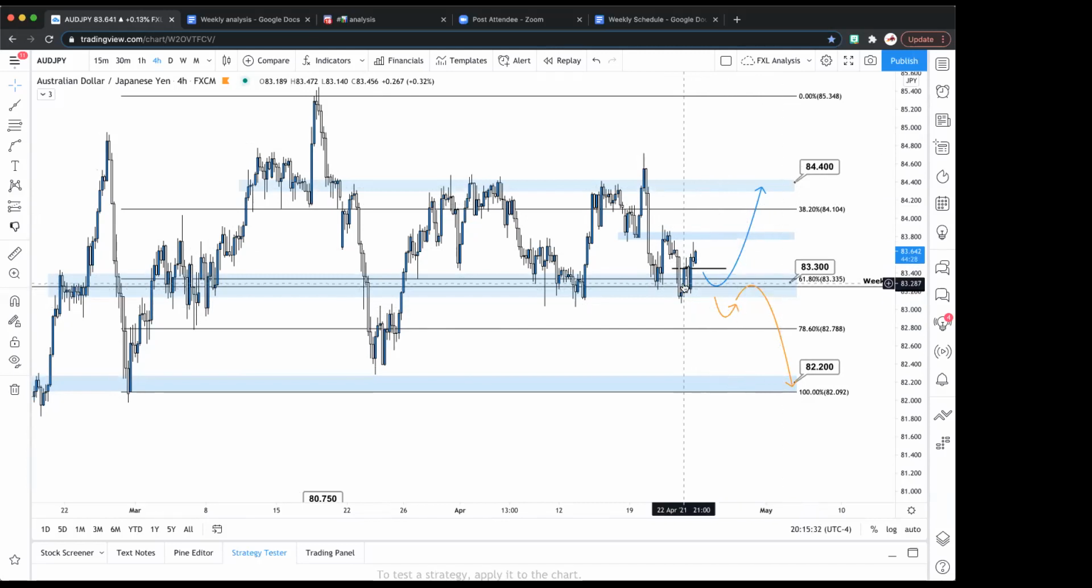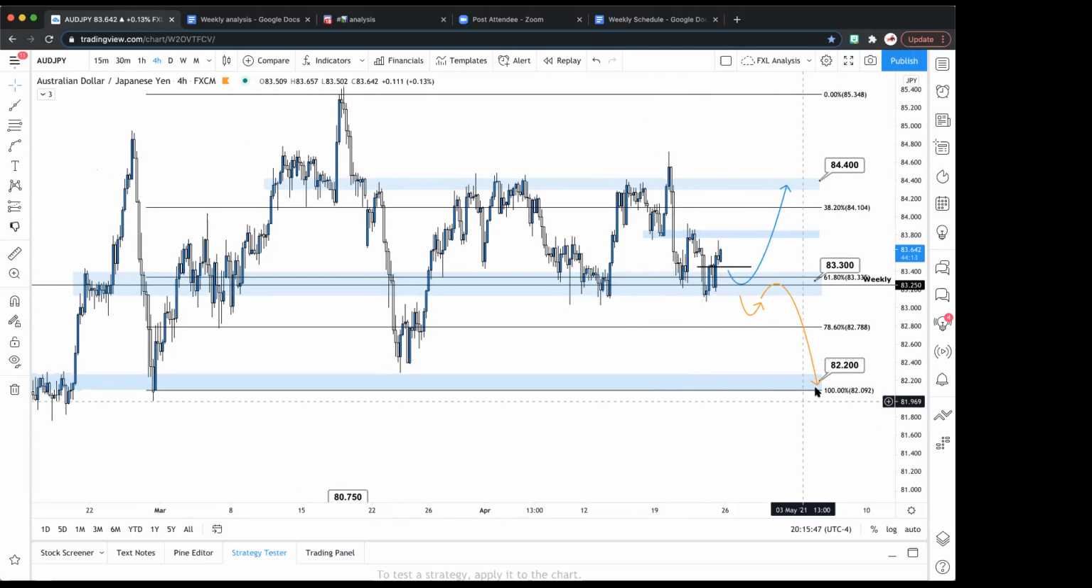We see a break of the weekly, right? We're not going to enter on that initial break. You want to wait for the retest to confirm that this is an actually broken zone, right? So you'll see that lower high, try to enter on some bearish confirmations, and then target lower down towards 82.2, which is the next logical level to target, right?